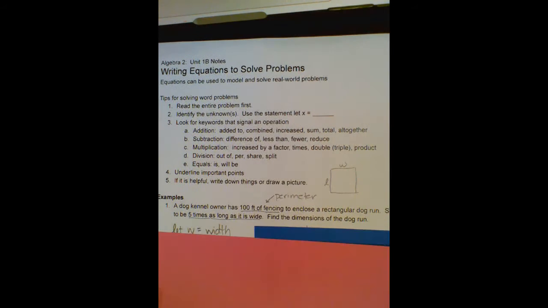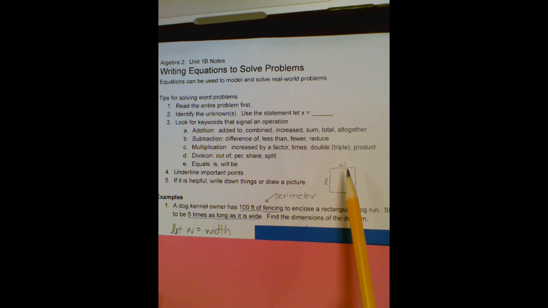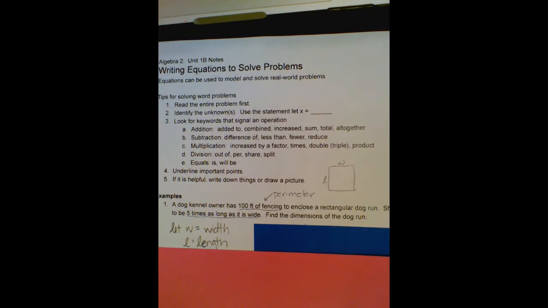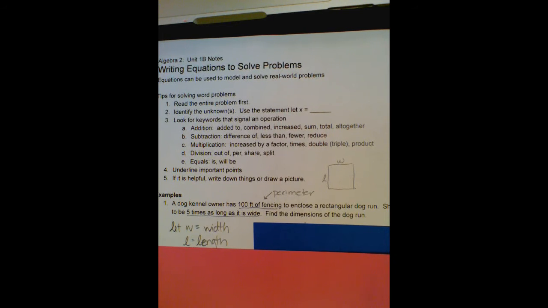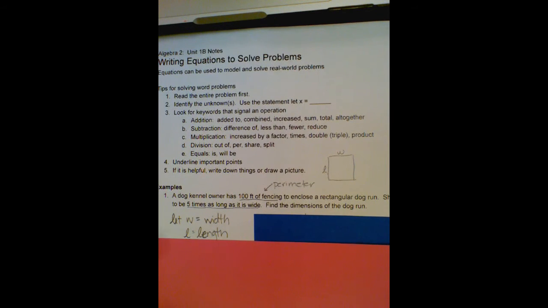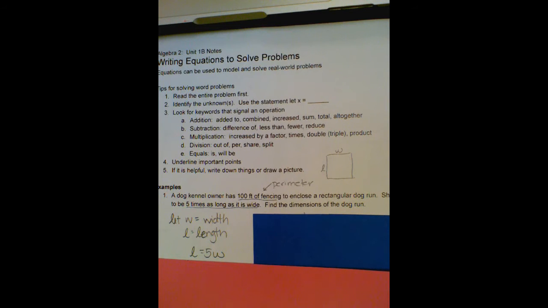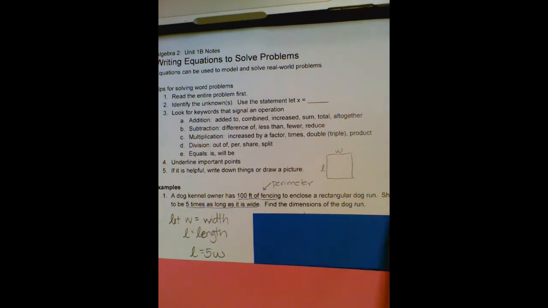So you have your dog run here. I probably didn't draw this picture to go very well with this, but let's say we call this the width and this the length. This needs to be 5 times that. So as we work on our variables here, I'm going to right away say, let W equal the width. Here's my W up here. L equals the length. I already had that labeled. And then the information that I have right here is that the length is 5 times the width. So that's a lot of the information that I have from this little statement right here.